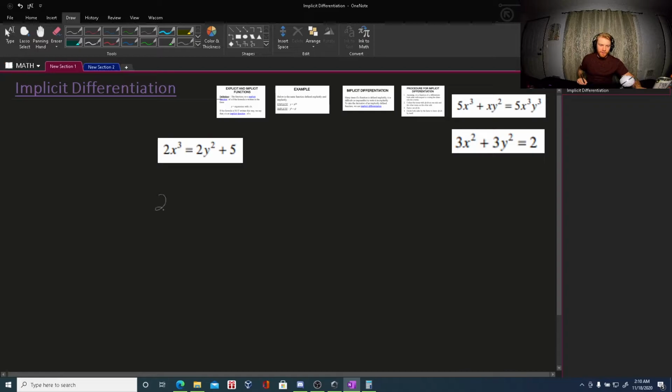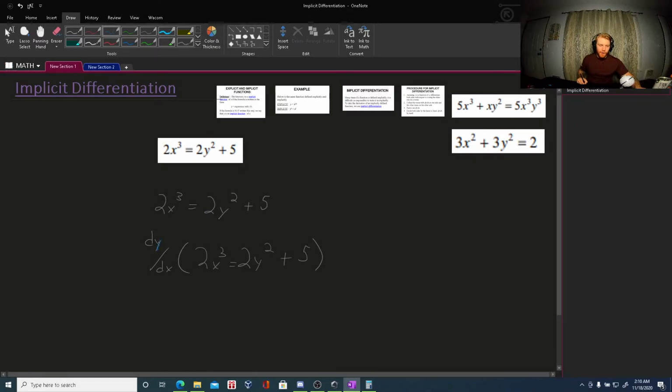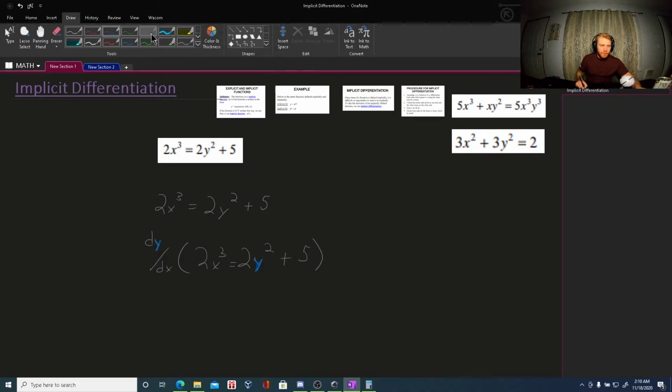So what we have is 2x cubed equals 2y squared plus 5. All right. What we're going to do here is take dy dx of the entire thing. And remember, we're just going to differentiate like we normally would, keeping an eye out for the matching variable, this y right here. We can see it right there, so we know we're going to have a dy dx that we have to add in.